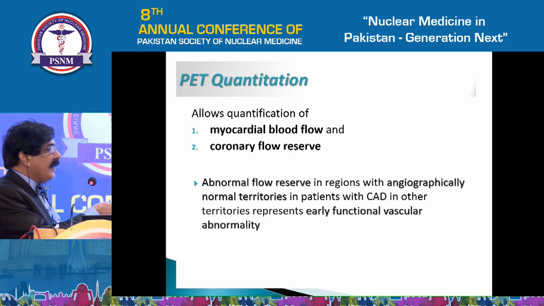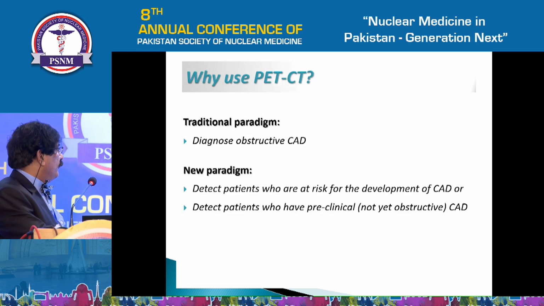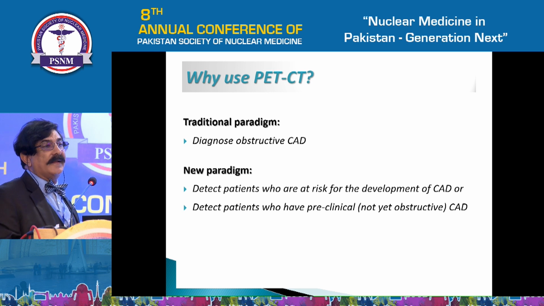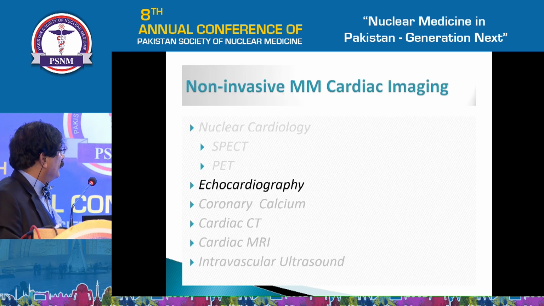Abnormal flow reserve in regions with angiographically normal territories in patients with coronary artery disease depicts early functional vascular abnormality, which has changed the traditional paradigm of using the MPI for diagnosing obstructive coronary disease to detect patients who are at risk of developing coronary artery disease and detect patients who have preclinical, not yet obstructive coronary artery disease.